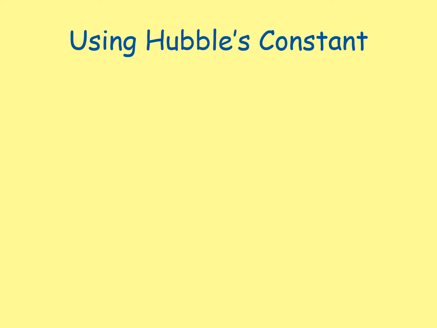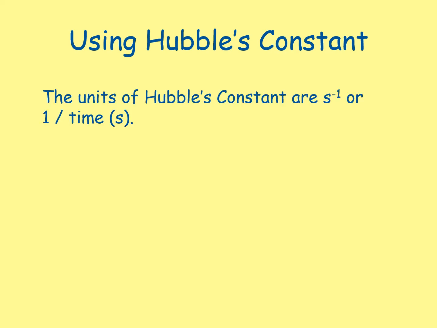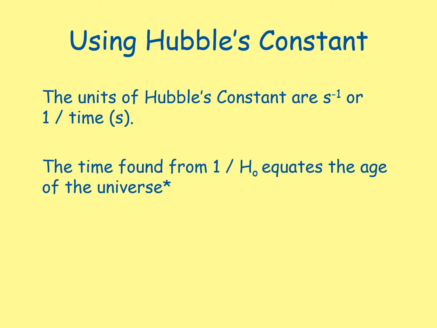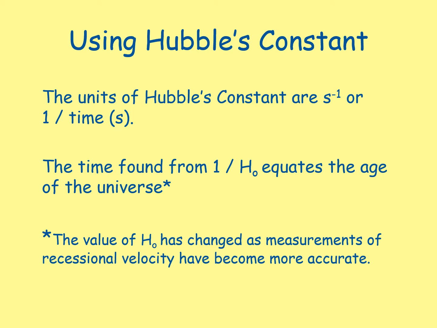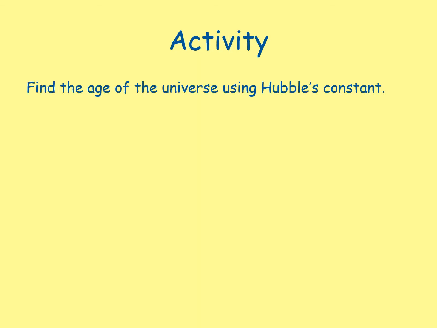The units of Hubble's constant are per second, or 1 over time. The time found from 1 over H0 equals the age of the universe. The value of H0 has changed as measurements of the recessional velocity have become more accurate. Here's an activity to do. Find the age of the universe using Hubble's constant.